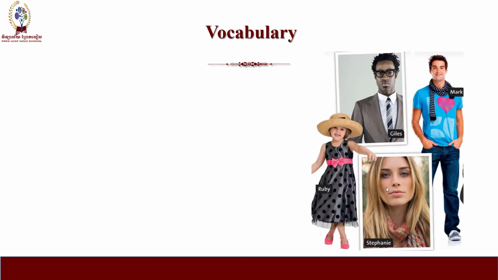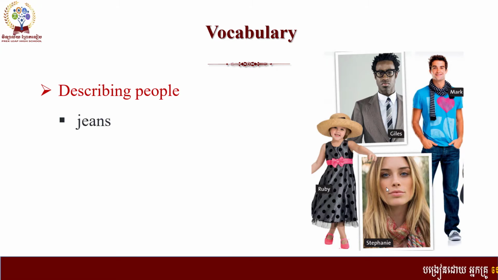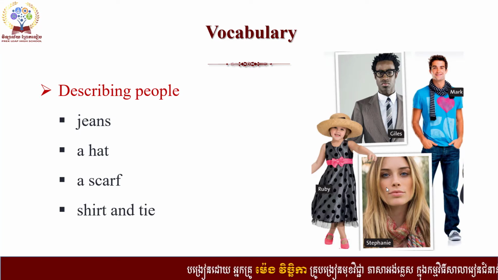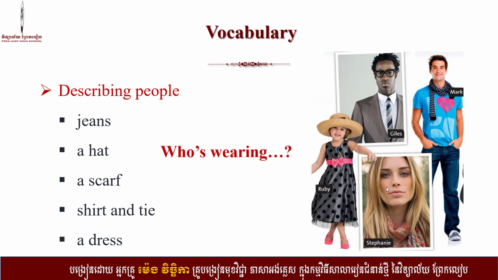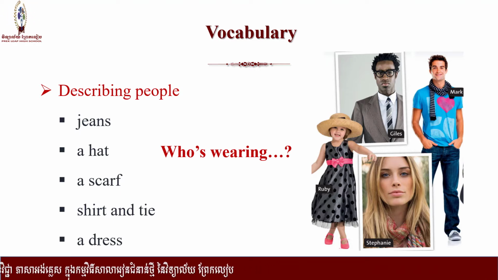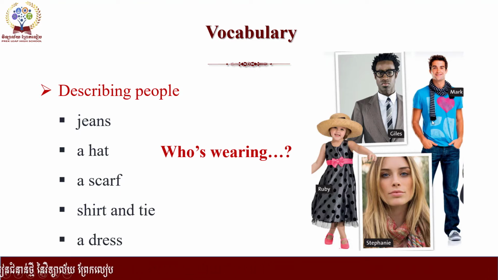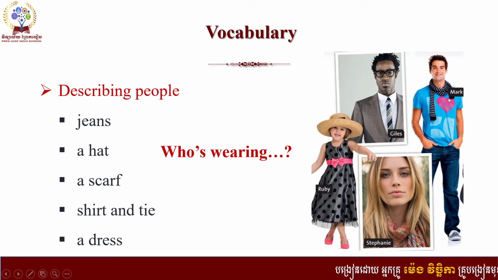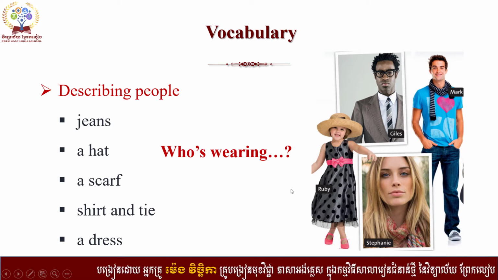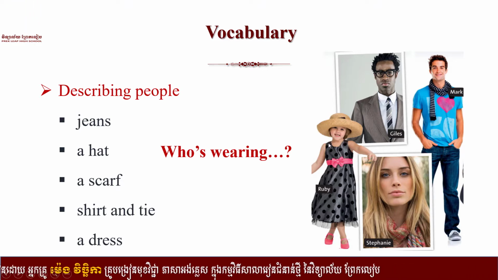And this is for clothes. We have the words jeans, a hat, a scarf, shirt and tie, and a dress. So the question is, who's wearing? You might say, who's wearing jeans? Among these four people, who's wearing jeans, everyone? From what you can see, Mark is wearing jeans. How about the question, who's got a hat? It must be Robbie, right? She's the one who's wearing a hat.